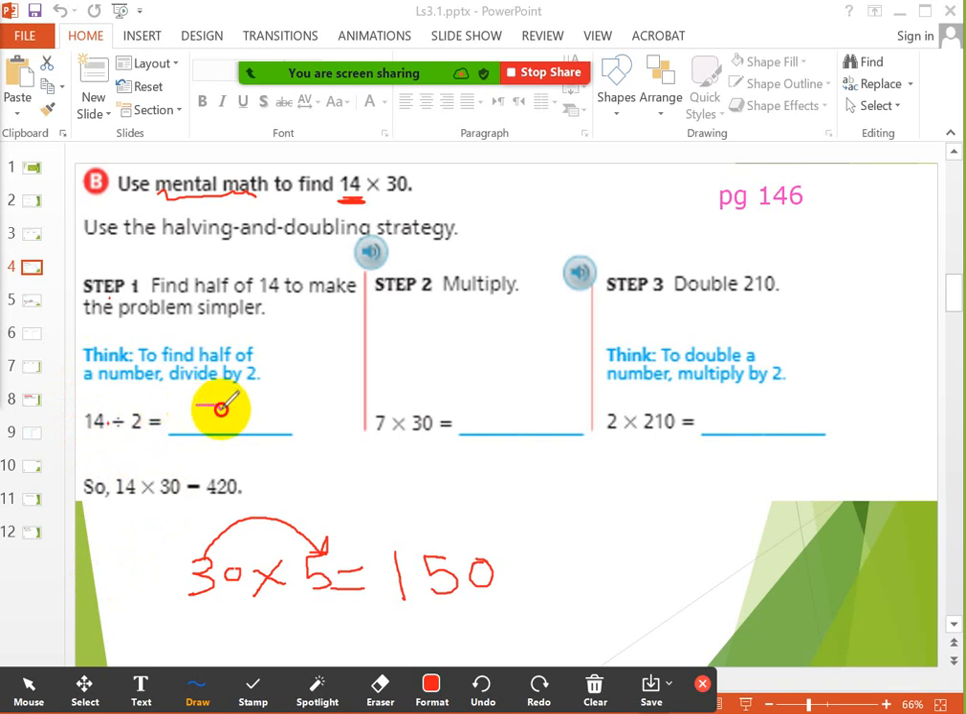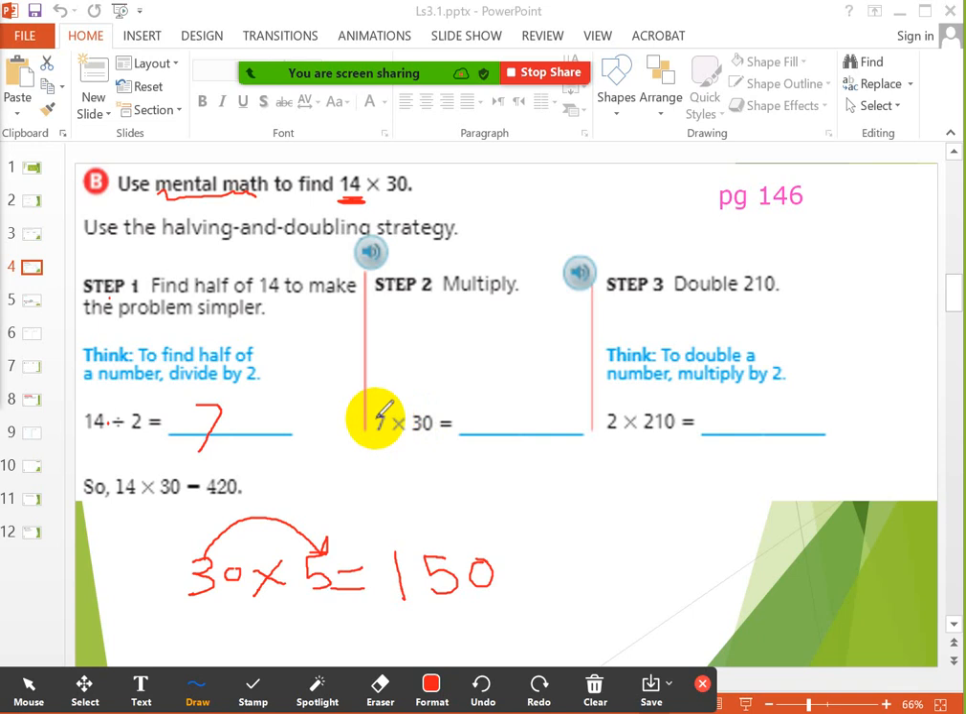Equals 7. Now I will take the half. Half of 14 equals 7. So now 7 multiply 30. Can I multiply a 1-digit number with a tens number? It's easy for me. So 7 multiply 30 equals what?